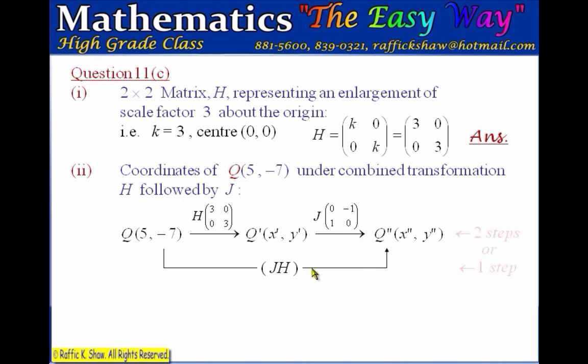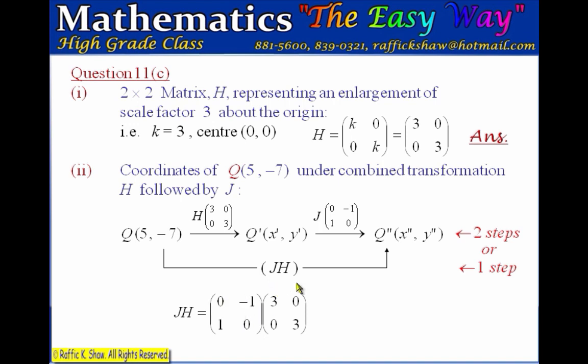And so this is it. We can do this combined transformation H followed by J in 2 steps here, where we apply H first and then apply J, or we can do it in 1 step where we apply a compound matrix J multiplied by H, the second matrix multiplied by the first matrix. And for the benefit of understanding this concept, I will use the 2 methods to carry out this combined transformation. But firstly, we have to calculate the matrix JH, and this is it.